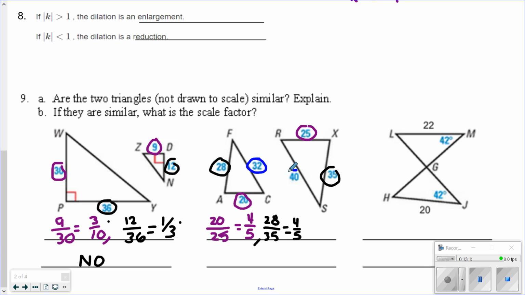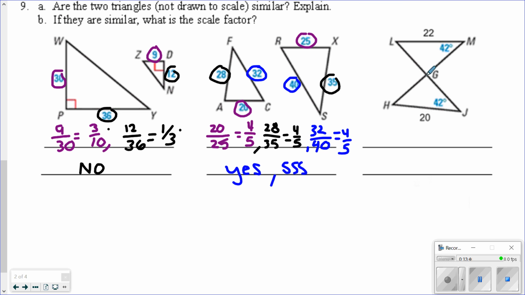So I'm going to compare these 2 now. And so 32 over 40. And that is also equal to 4/5. So yes, these are similar. Which theorem is this? It's the side, side, side. I only know my sides, and I know that all 3 are proportional.